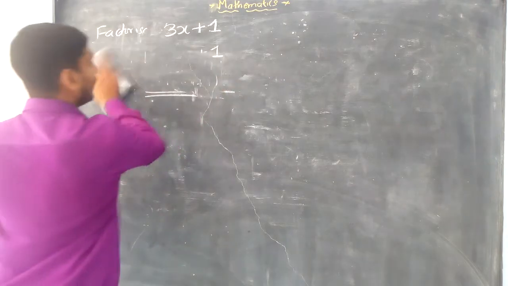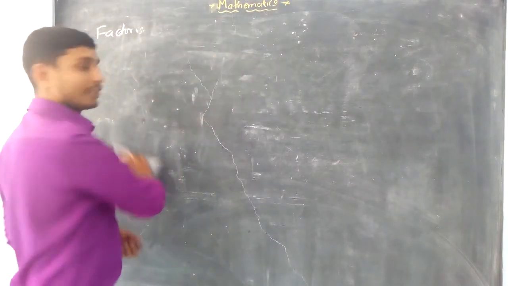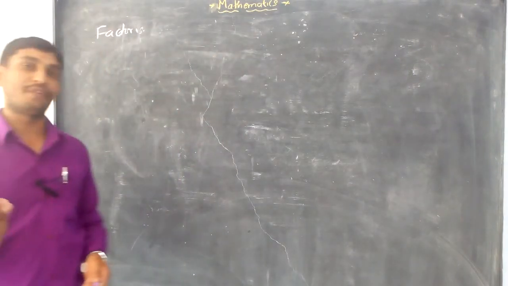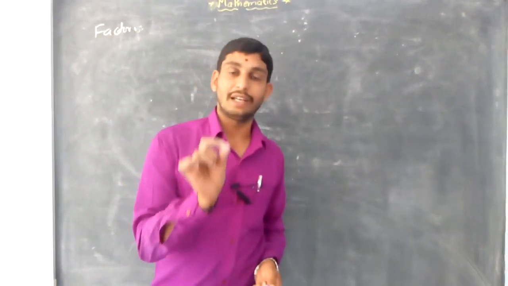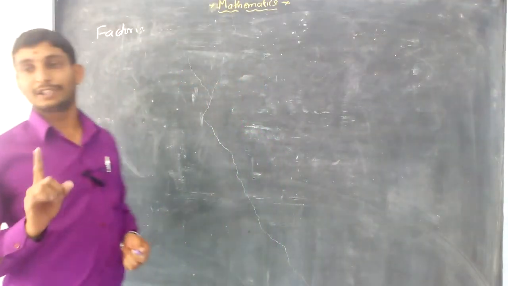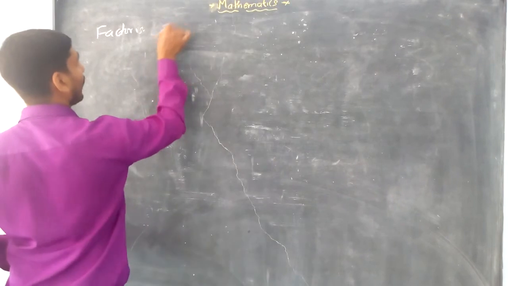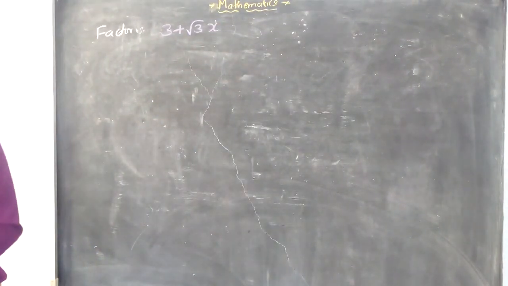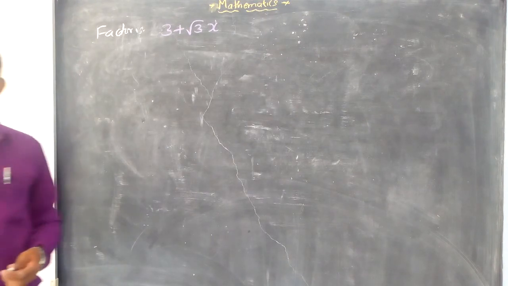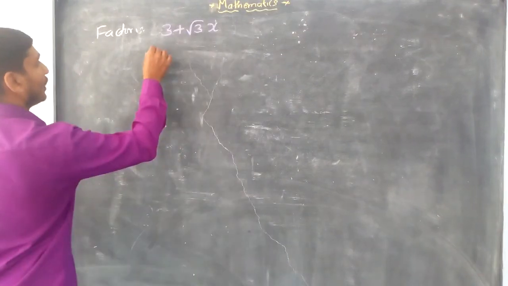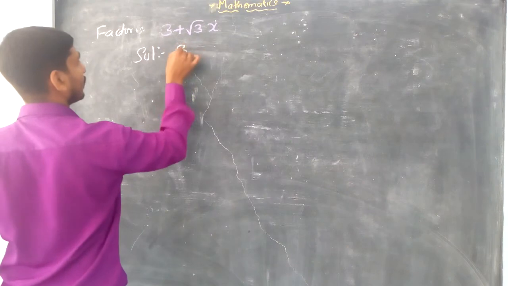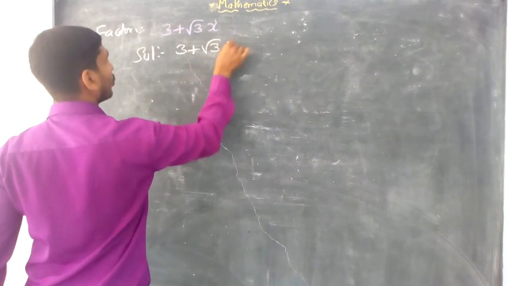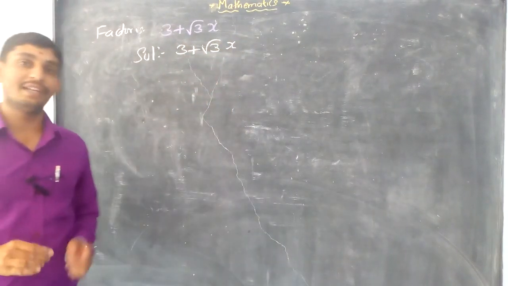Okay, let us go for the last question on taking common factor. I will explain the last problem. It is very interesting. The problem is factorize 3 plus root 3x. What is the question? Factorize 3 plus root 3x. How to factorize? First of all, write the question. The question is 3 plus root 3x. What is common here?